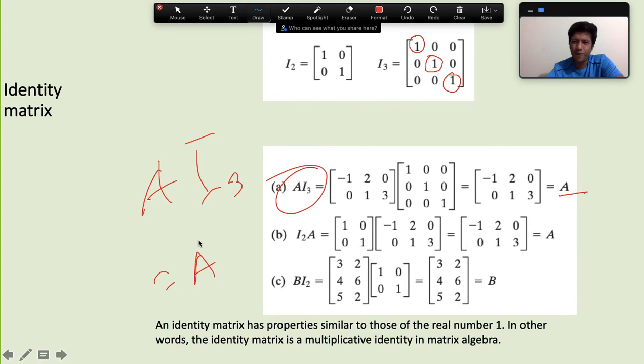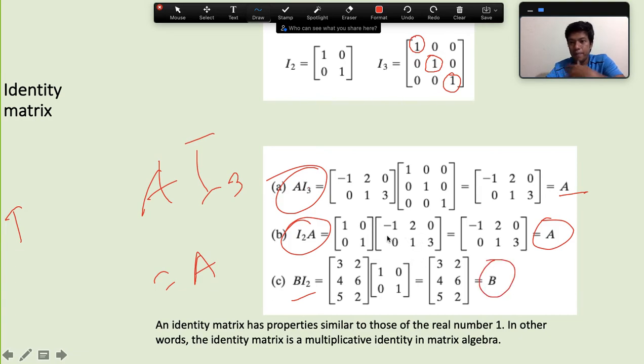You can say, whoa, then why are we studying it? This is crazy. You will see. We will extend our idea later. For example, when we start discussing the inverse matrix, you will see that the identity matrix plays an interesting role there. So A into I3 will give you just A. I2 into A will give you just A. B into I2 will give B.